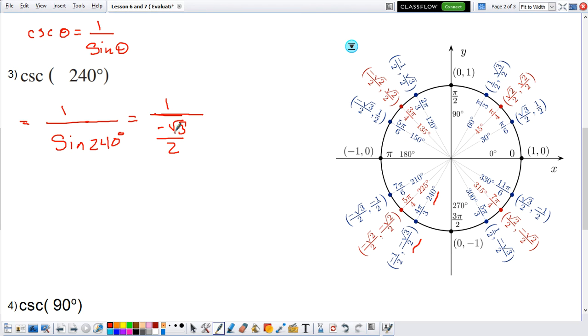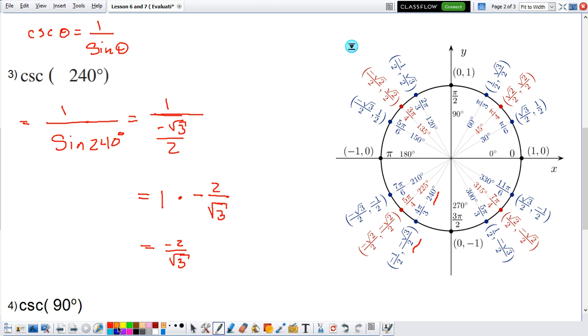Remember that when you're dividing by a fraction, that's the same as the numerator multiplied by the reciprocal of the denominator. So now this becomes 1 times negative 2 over square root of 3. The reciprocal of negative square root of 3 over 2 is negative 2 over square root of 3. So that's just negative 2 over square root of 3.